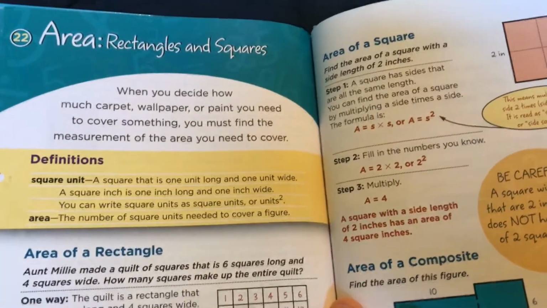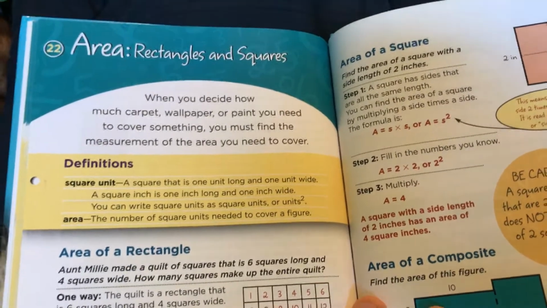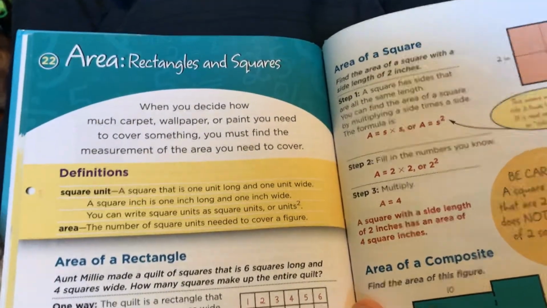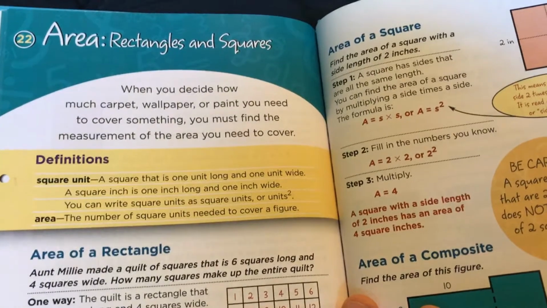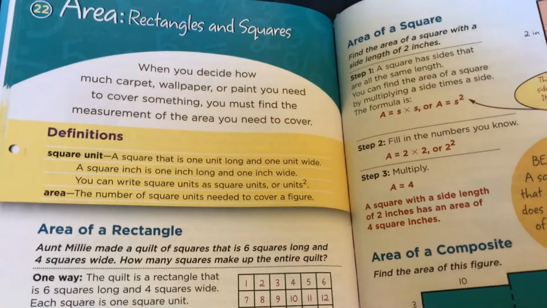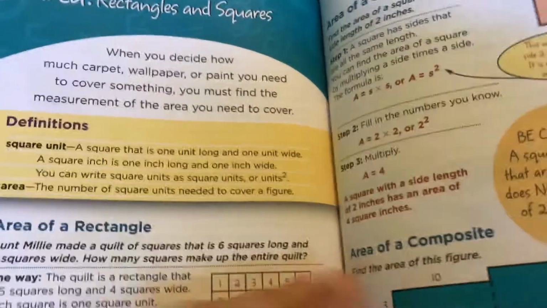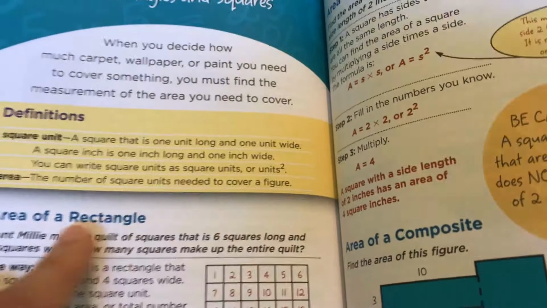22. Area, rectangles, and squares. When you decide how much carpet, wallpaper, or paint you need to cover something, you must find the measurement of the area you need to cover. Square unit: a square that is 1 unit long and 1 unit wide. A square inch is 1 inch long and 1 inch wide. You can write square units as square units or units squared. Area: the number of square units needed to cover a figure.